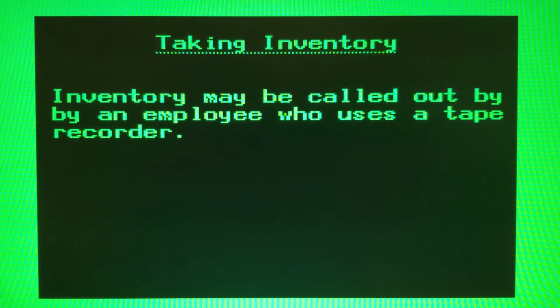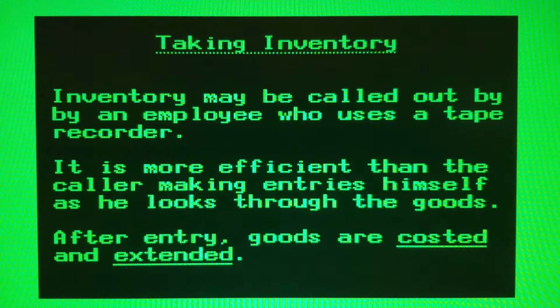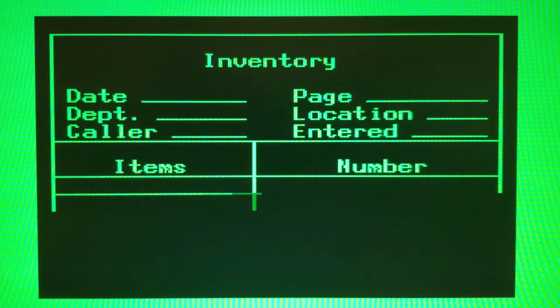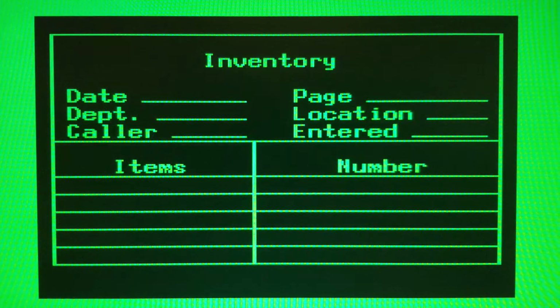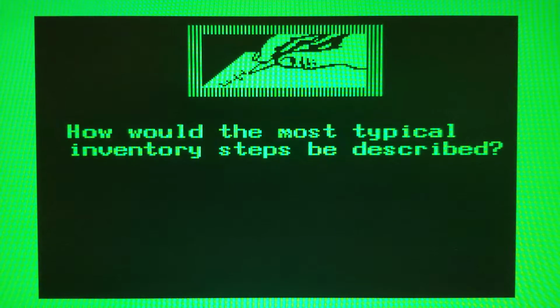Nowadays, the inventory may be called out by an employee who uses a tape recorder rather than to another person standing by. In either case, it is more efficient than the caller making the entries himself as he looks through the goods. After entry, goods are costed and extended. An inventory sheet will show the word inventory, a date, page number, department, location, caller's name, and the names of those who enter the information, add the prices, and multiply to obtain the value of the items. How would the typical steps be described?